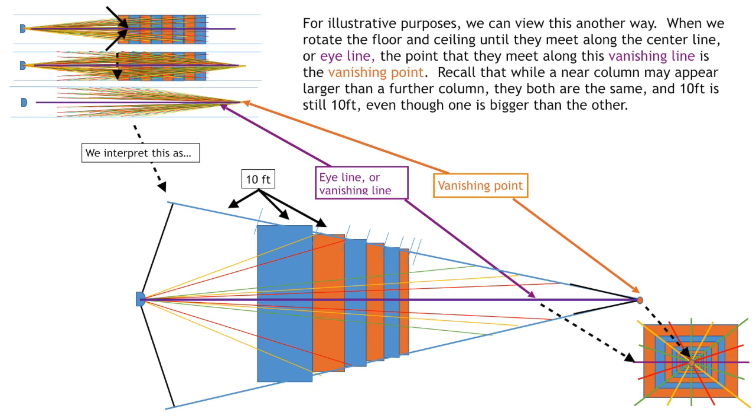For illustrative purposes, we can view this another way. When we rotate the floor and ceiling until they meet along the center line, or eye line, the point where they meet along this vanishing line is the vanishing point. Recall that while a near column may appear larger than a further column, they both are the same, and 10 feet is still 10 feet even though one is bigger than the other potentially. So again, we are halving the distance and doubling the size, height proportional to the inverse of the distance. And so 10 feet as it gets closer looks larger than 10 feet that is further away.